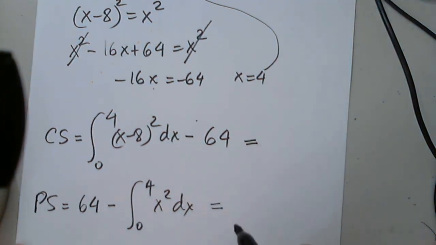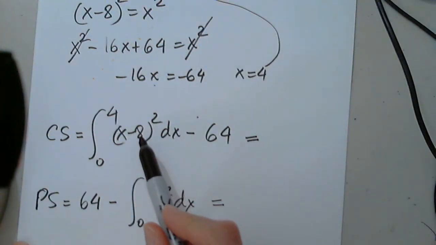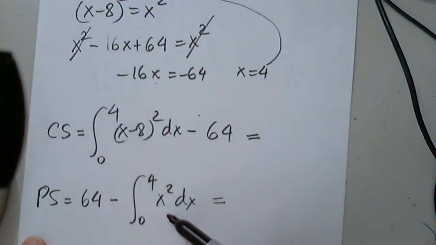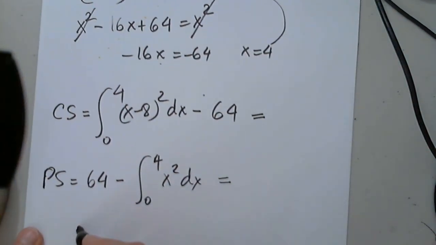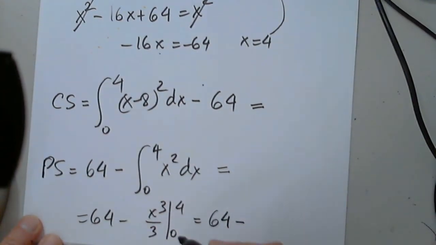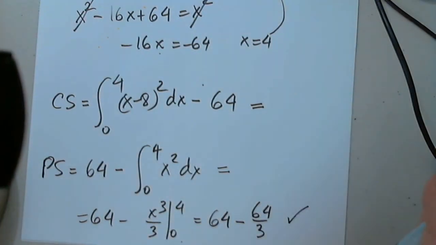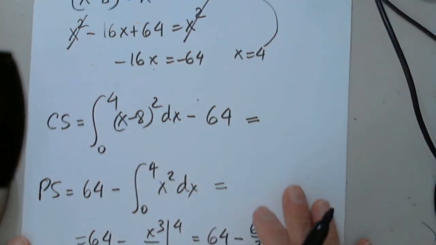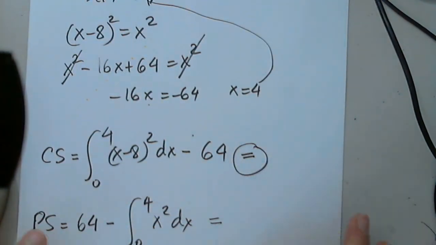Okay? So here you can expand and not have to use any substitution. Here it's very easy. So I'm going to do this one first. 64 minus x to the third over 3 from 0 to 4. And it's 64 minus 64 over 3. I'm fine if you leave it alone. It shouldn't be this difficult, but if you don't want to do the arithmetic and you say this is it, you get 100%.